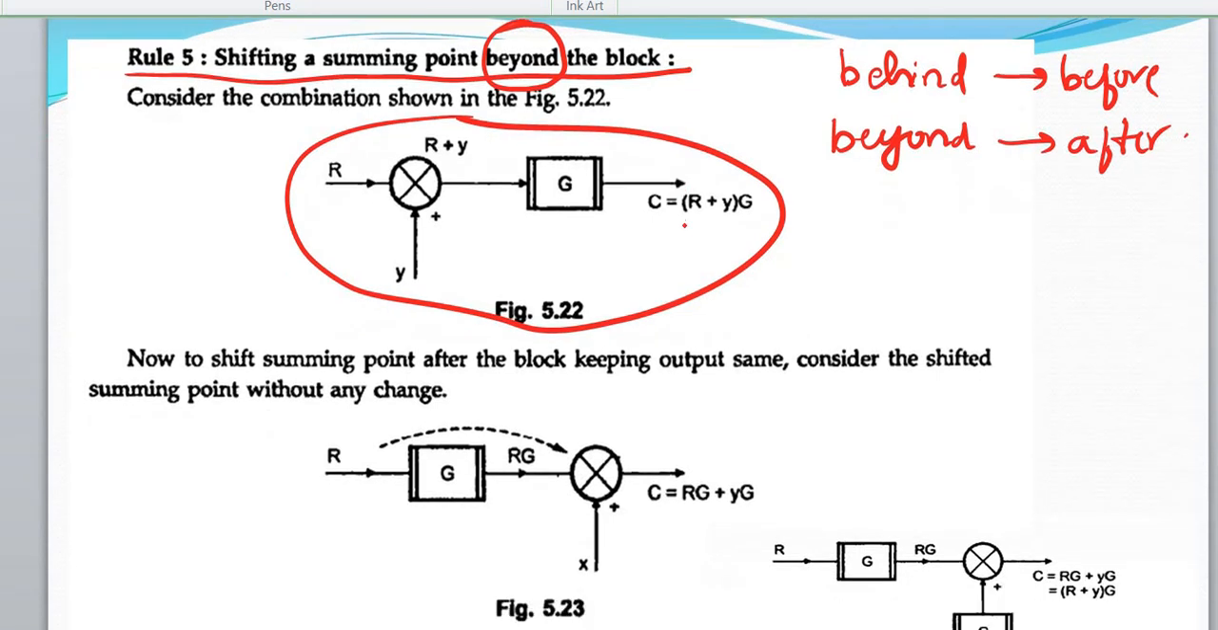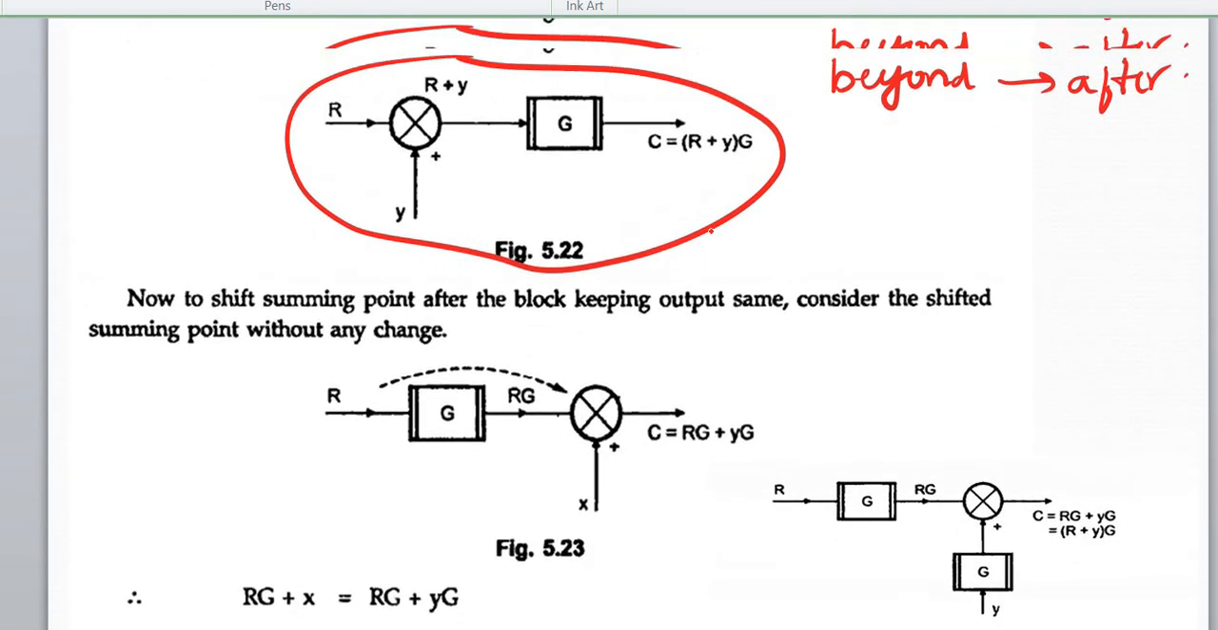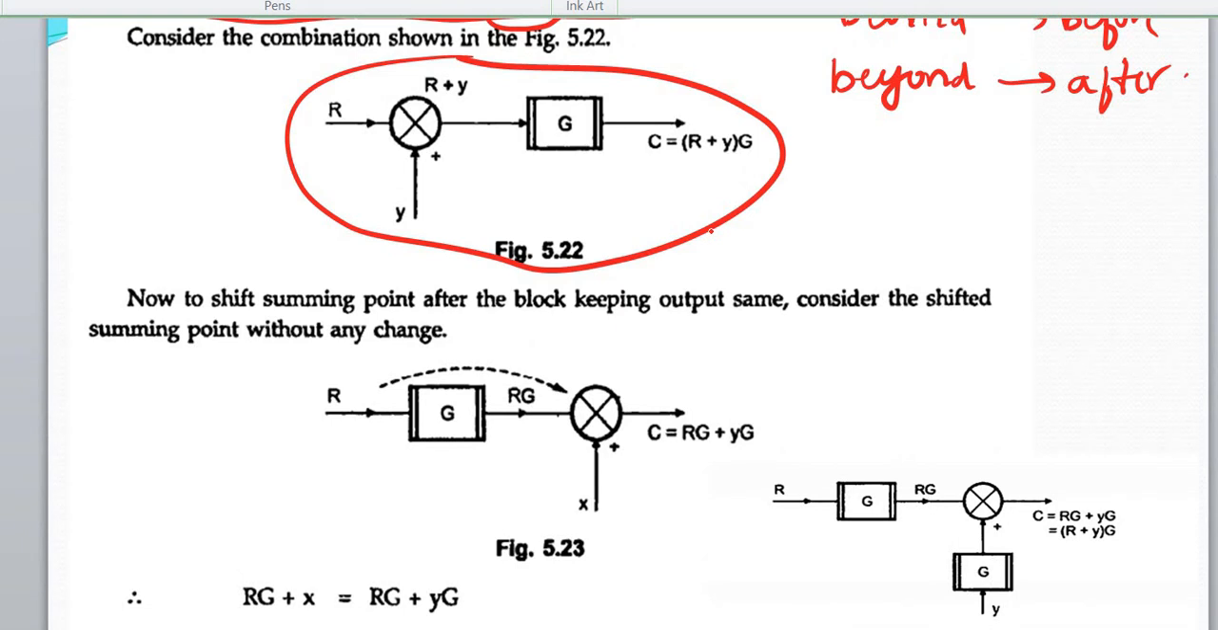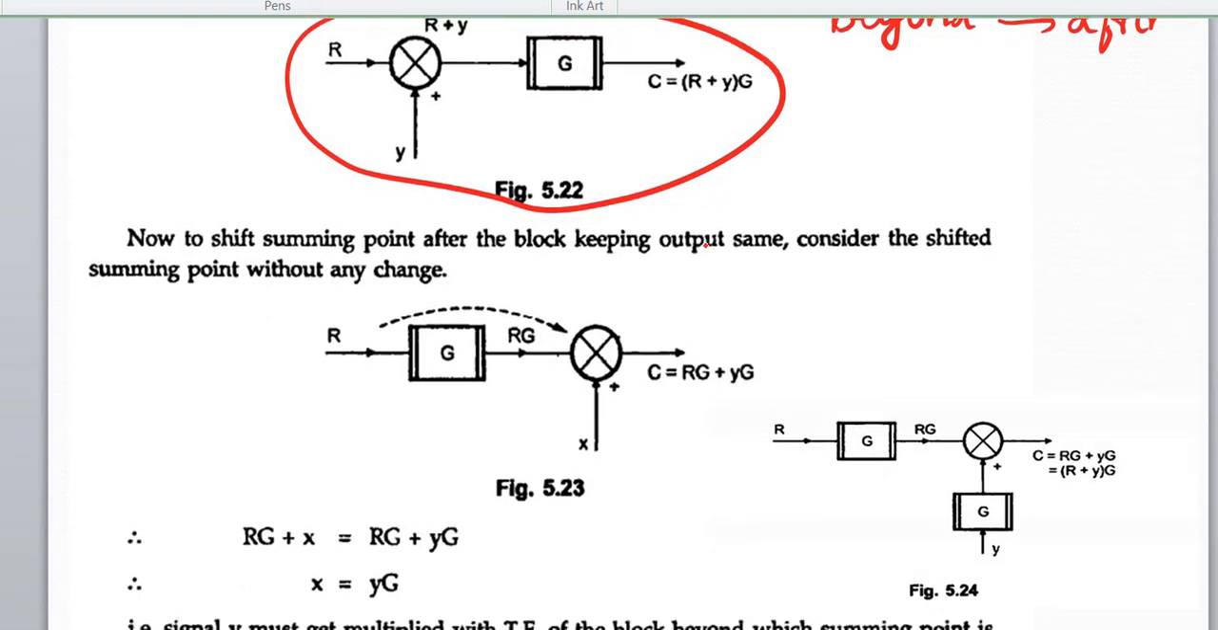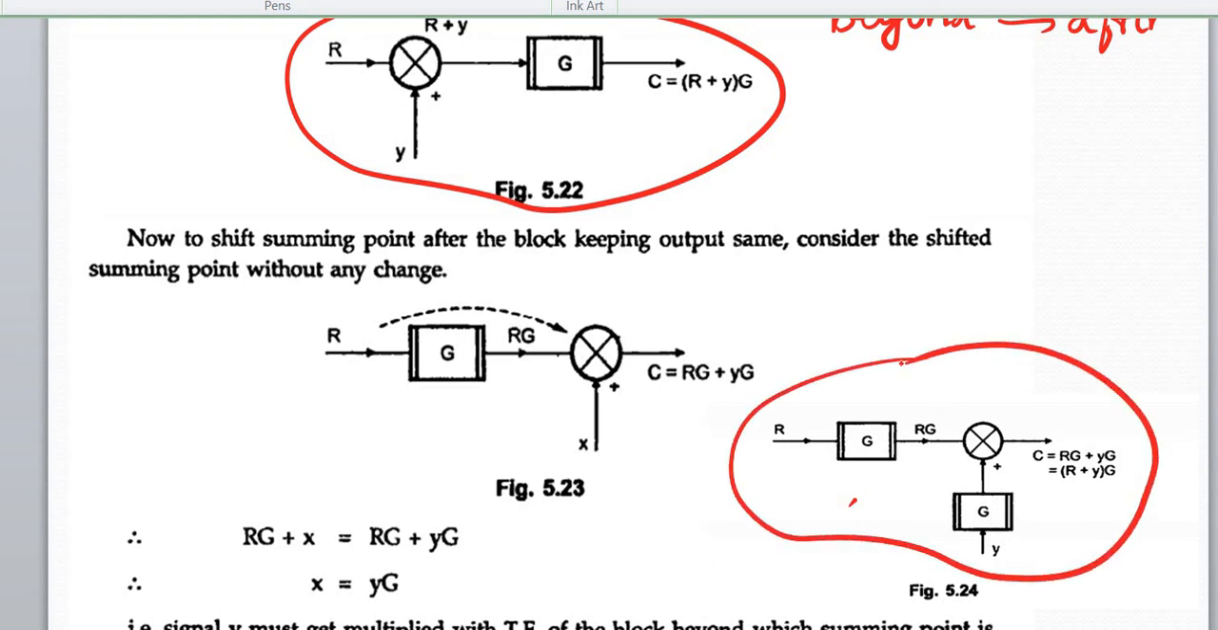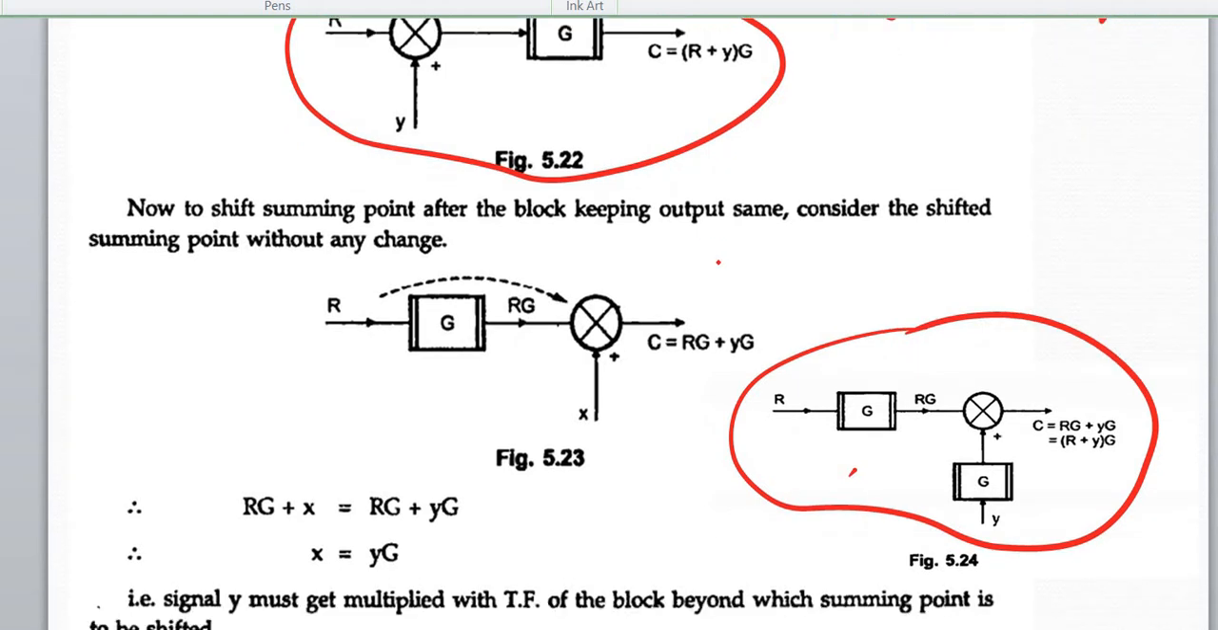So this rule I will not explain in detail. I will just give you the result, because it is similar to the earlier rule. The only thing is we are shifting beyond the block. If you see figure 5.24, here we are multiplying the Y signal, or adding in series, the same block, whatever was there. In the earlier rule, we inversed it and added. Now we are adding the same block so that the output remains the same.